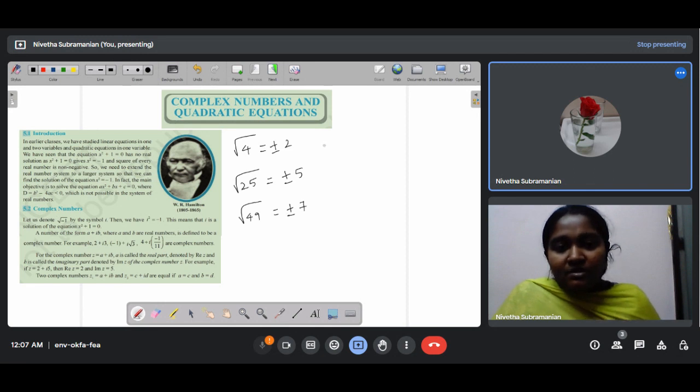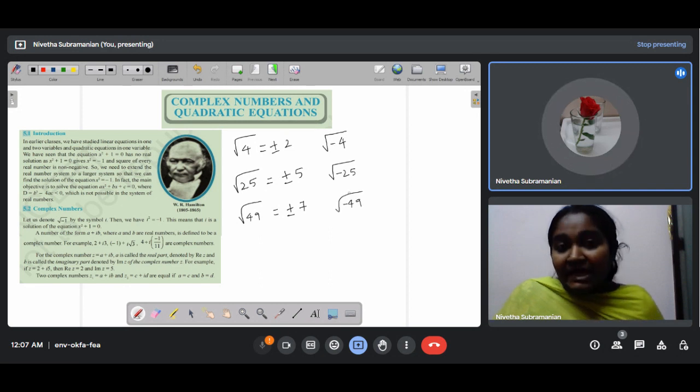So when it comes to root of a negative number, that is minus 4, that arises a problem, right? What about root of minus 25? We don't know the answer. And root of minus 49. So there arises a problem when it comes to root of a negative number. We don't know the solution, right?